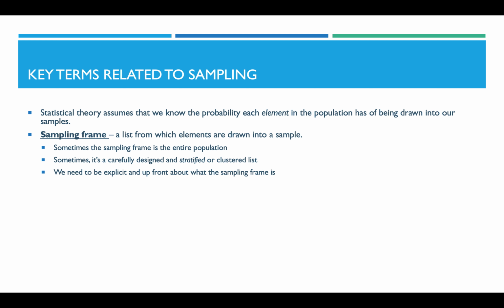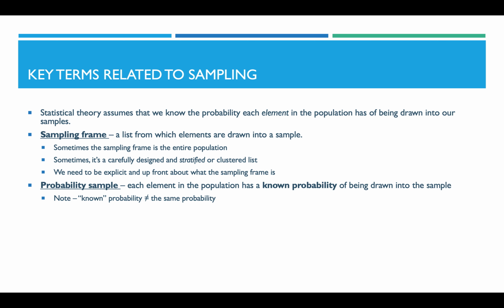Which gets us to the first term, which is the sampling frame. This is simply a list from which elements in the population are drawn into a sample. As you'll see, sometimes the sampling frame is the entire population itself. At other times, though, the list is carefully designed based on some sort of stratification or clustering technique. All this is to say that we need to be explicit and upfront about whether the sampling frame is the same as the population or if it's different. If it's different, we need to discuss our methodology for coming up with that list in the first place.